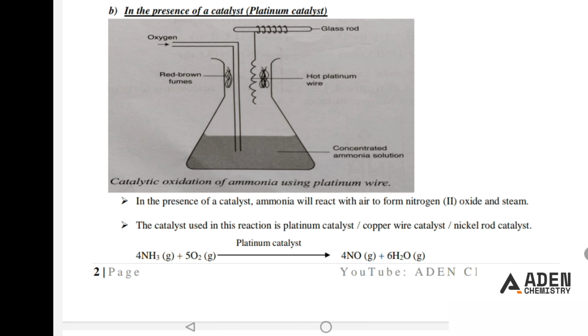catalyst. So the equation for that reaction will be 4 moles of ammonia gas reacting with 5 moles of oxygen gas in the presence of a catalyst, either platinum catalyst or copper wire catalyst or nickel catalyst. What we are going to get will be 4 moles of nitrogen 2 oxide gas plus 6 moles of steam, which is also a gas.